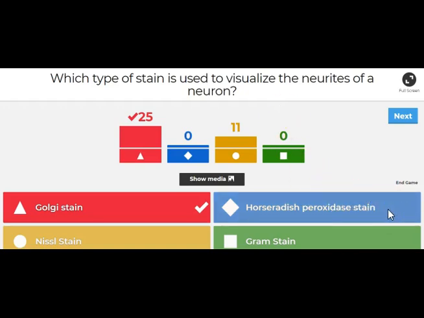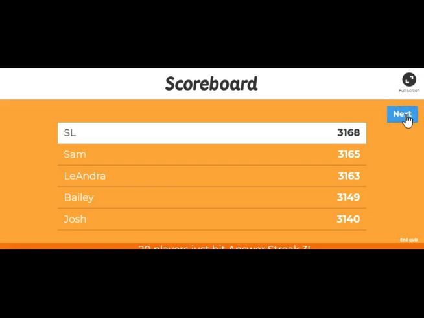Horseradish peroxidase, we'll talk about, is really cool. It allows you to figure out where a neuron's axon terminal is: you can inject there and it will be taken up into the rest of the cell. We haven't talked about it yet though, and that's why nobody marked it. And Gram stains are used in bacteria. All right, SL. Good job, SL.